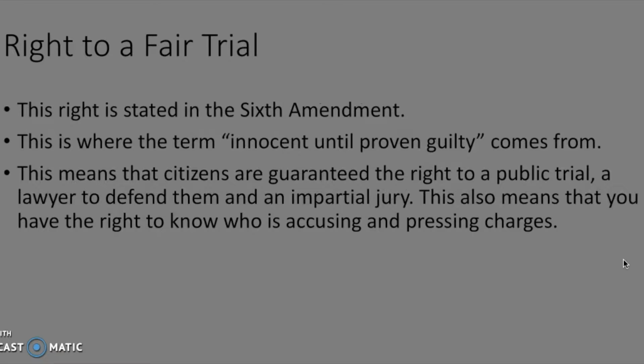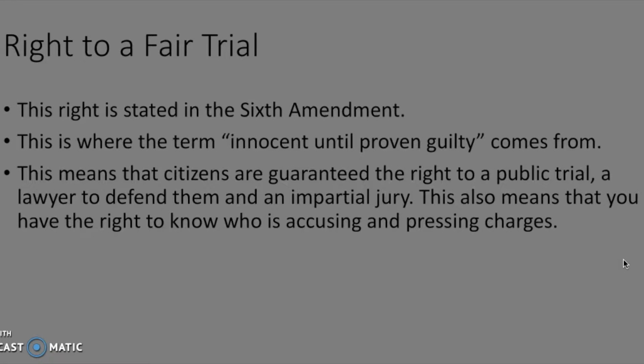So next is the right to a fair trial. And this right was stated in the Sixth Amendment. This is where the term innocent until proven guilty comes from. This means that citizens are guaranteed the right to a public trial, a lawyer to defend them, and an impartial jury. This also means that you have a right to know who is accusing and pressing charges against you.